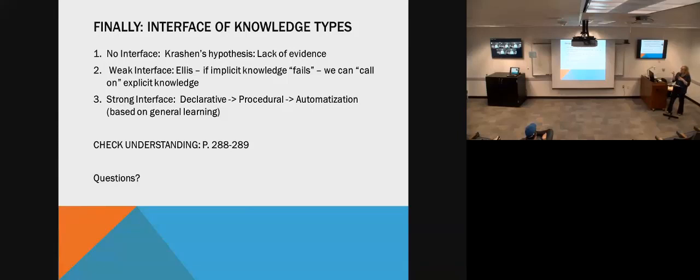There's the weak interface position. So if implicit knowledge fails, we call on explicit knowledge, right? So if our procedural understanding of what's going on fails, we call on our declarative, to try and learn about something rather than actually do it.